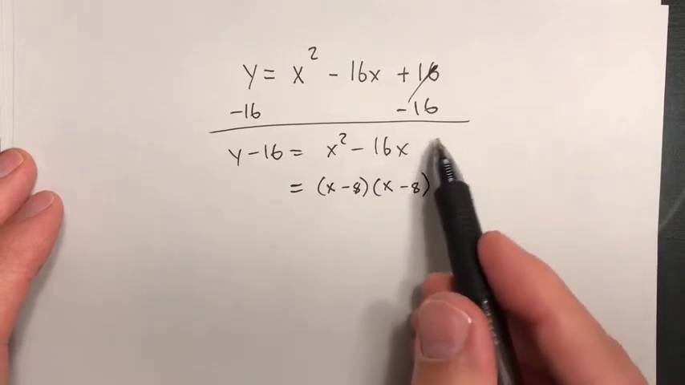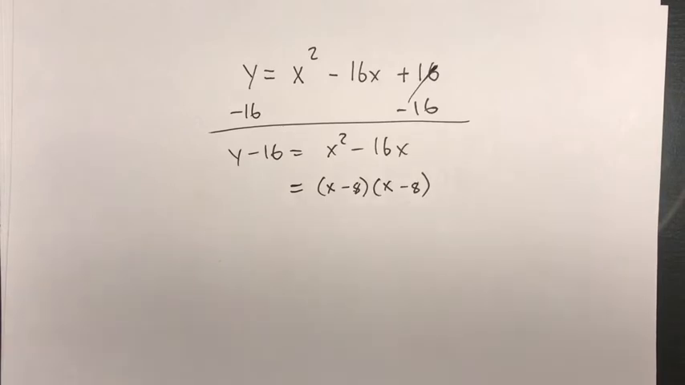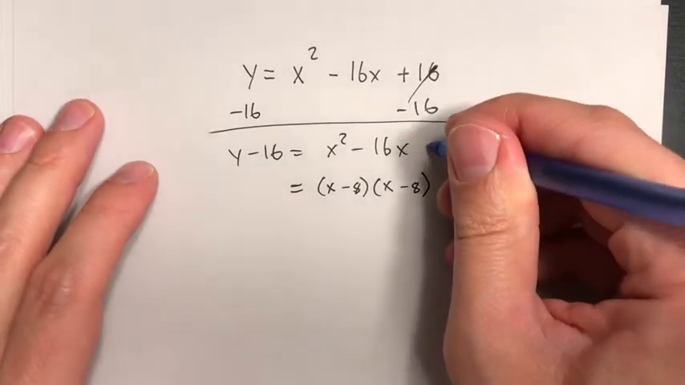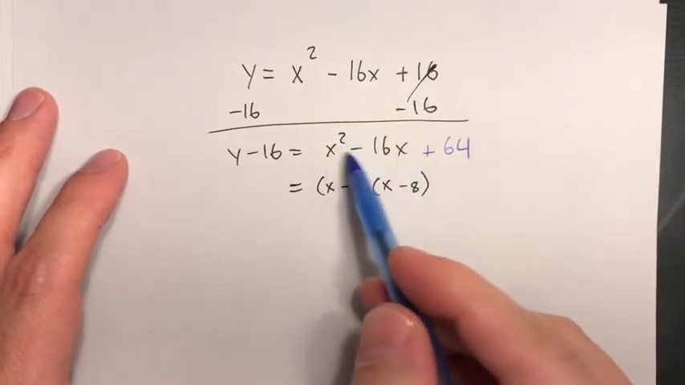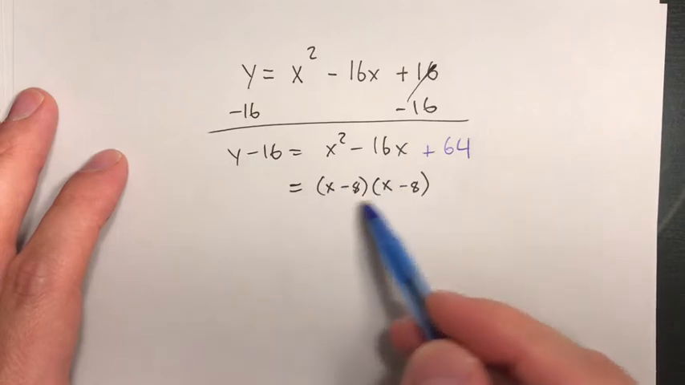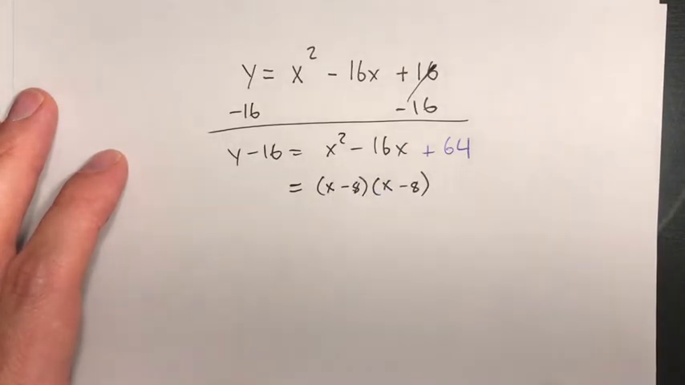But what would that number have to be to make all this work? Well, 8 times 8, that's going to be a positive 64. So I'm going to put a plus 64 over here. Now we would know that is going to factor down to this perfect square, right? Because we know that this foils out to that, right?